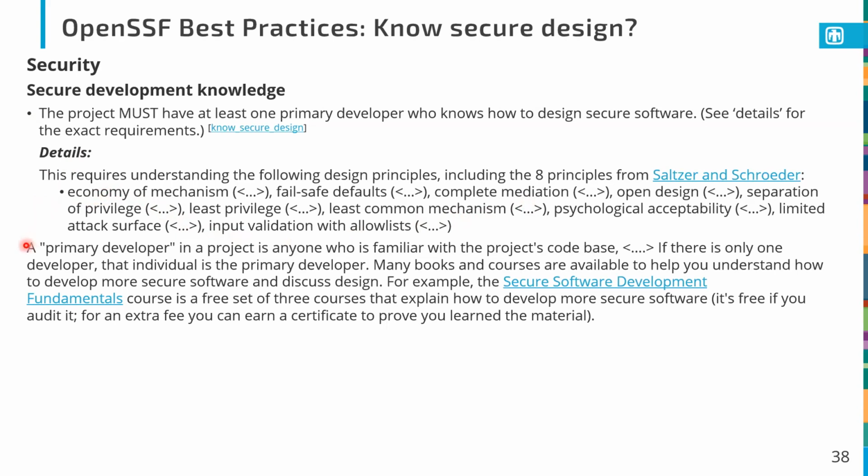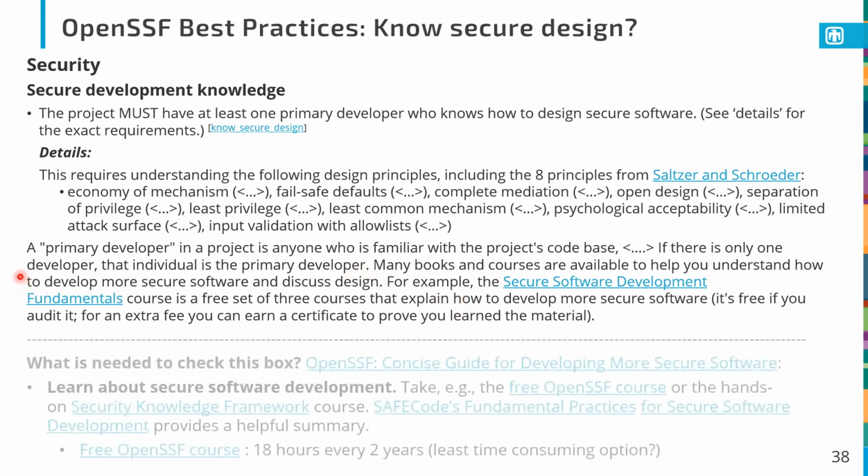And it basically says that a primary developer has got to be someone who really knows the code base and can be reviewing things. Now, this is where things get a little bit sticky, okay? They say there are many books and courses available to help understand how to design secure software, and they give an example of one of these courses. So I looked into this Secure Software Development Fundamentals course. It's actually free, but if you want a certificate, you have to pay for it. It's a few hundred dollars. But it looks like a 3 credit, college level, 1 semester course, so it's a pretty significant investment to take that course.